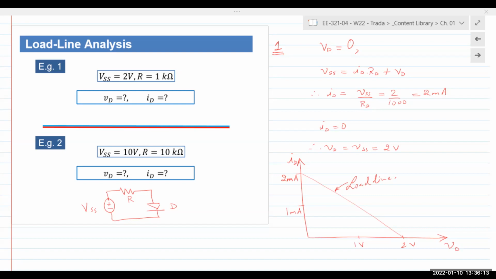Now, if we did have a diode characteristic, we would be able to find the intersection point and find the operating point. The operating point, again, would be based on the diode characteristic, and then, of course, the external circuit.